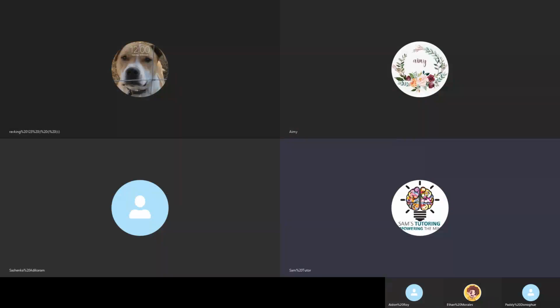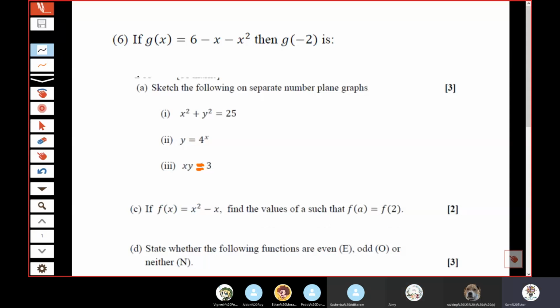Solutions for this. First one, it says g of x is equal to 6 minus x squared. I saw Ethan, he didn't use brackets. Don't get lazy with it. You've got to use brackets.